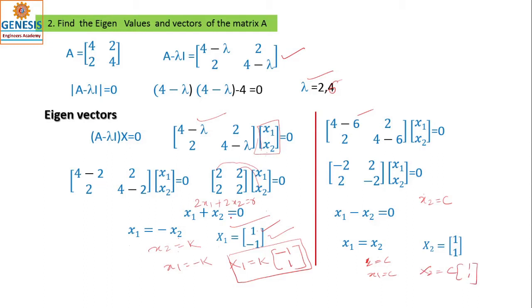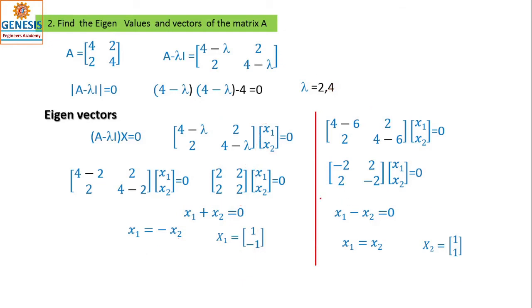So these capital X1 and capital X2 are eigenvectors. Okay, so you have to verify in the multiple choices whether a multiple is given or not. If a multiple is not given, you can assume any value based on the multiple choices.